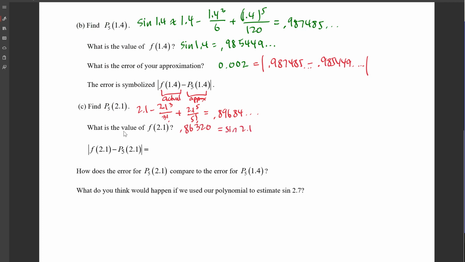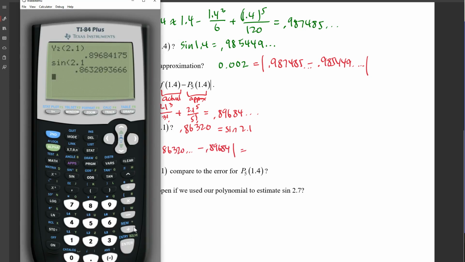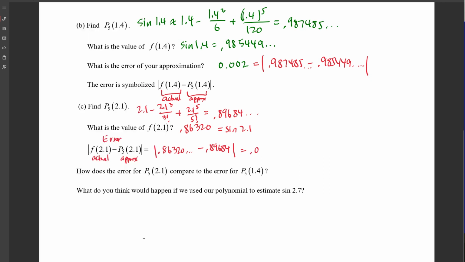What is my error here? Remember, this is the expression for error. What is the actual value minus the approximation? So this is going to be equal to 0.86320 minus 0.89684. And that's just the absolute value, because we don't care in calculus if it's positive or negative. So I'm going to subtract 0.89684, and my error is 0.0336.